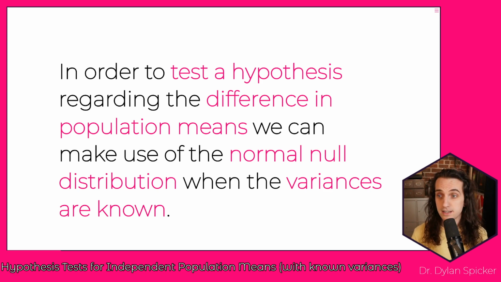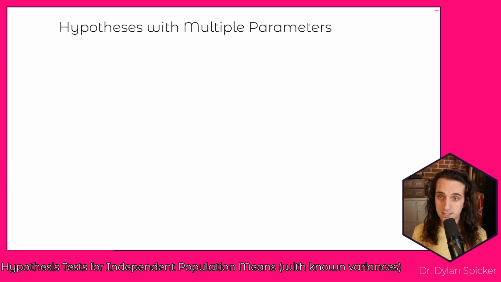So if we want to test a hypothesis regarding the difference in population means, then we can make use of a normal null distribution if we know what the variances are. So we can use Z-based testing if we know the variances of the populations here. The first thing that we'll need to clarify in order to actually conduct a hypothesis test in the multi-sample setting is, how do we specify hypotheses when there are multiple parameters?